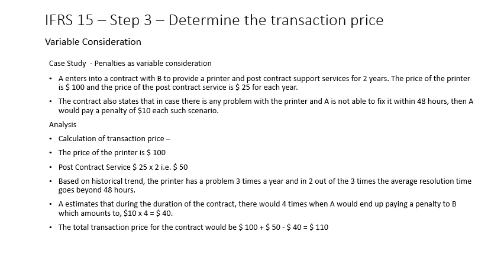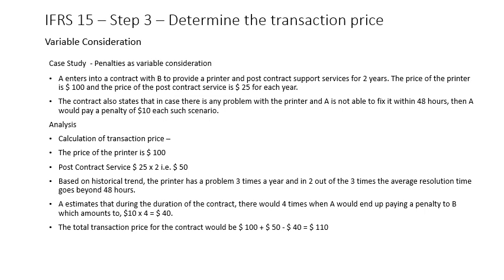The price of the post-contract service is $25 into 2, that is $50. When A analyzes the average time it takes to solve problems with the machine based on the historical data, it estimates that on an average the printer has a problem 3 times in a year. Out of 3 times, 2 times the average resolution time goes beyond 48 hours. So A estimates that during the duration of the contract, there would be 4 times A would end up paying penalty to B because the resolution time goes beyond 48 hours, and the amount of penalty will be equal to $10 into 4, that is $40.